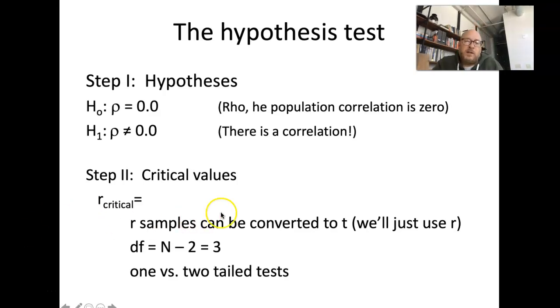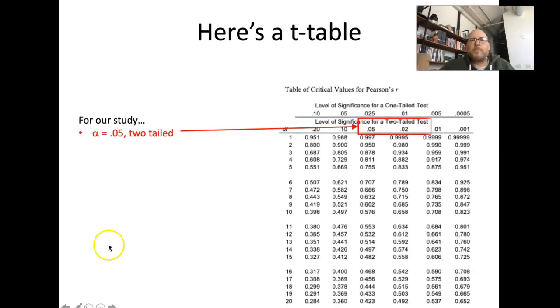Because r can also be directional, like a t-test, we could do a one-tailed or a two-tailed test. Now, I'm going to do a two-tailed test because I've never studied this before, and I can't really say for sure that it's going to be one direction or the other. All right, so the r table is pretty easy to use. First of all, we're going to do a two-tailed test with an alpha of 0.05.